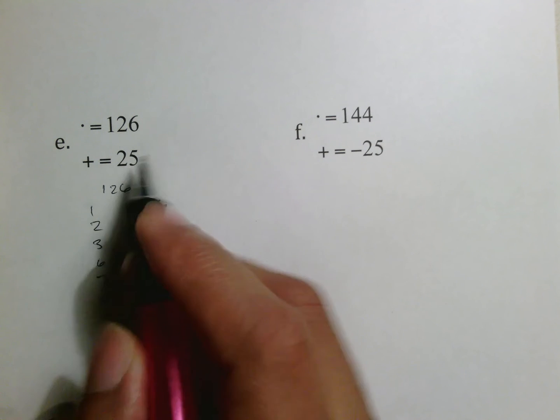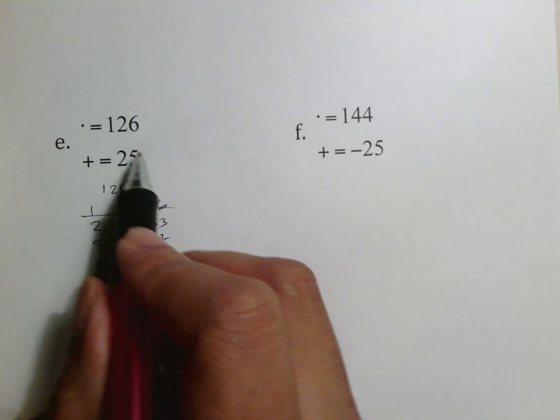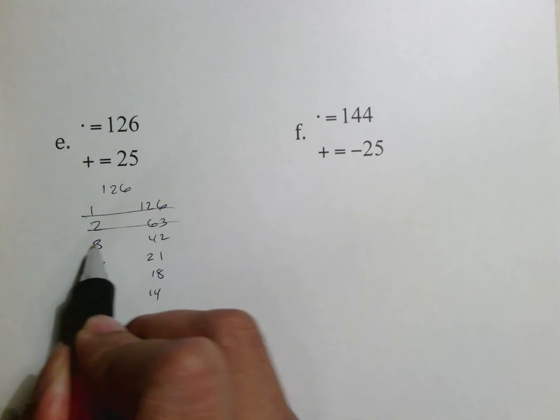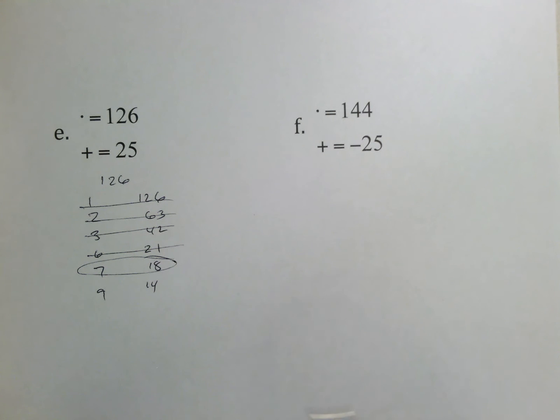The fact that it makes a positive 25 means everything is positive, and the ones that add to make 25 are definitely not those. That's 45, that's 27, but 18 and 7 do make 25, which means those are your two numbers.